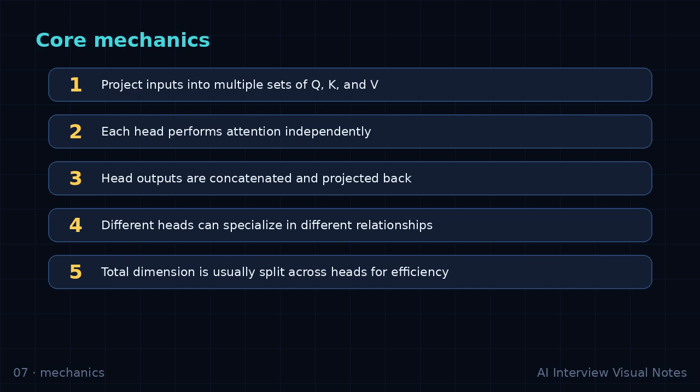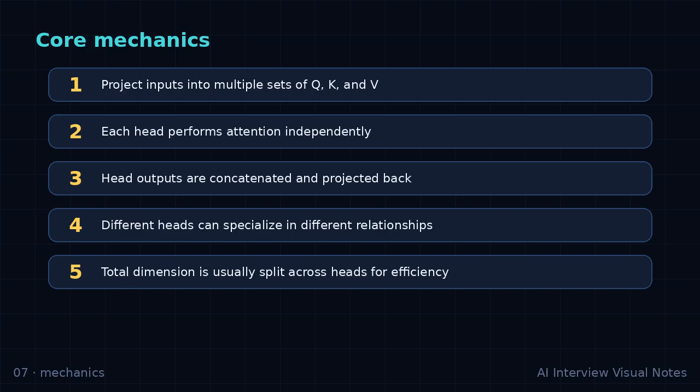Common traps. More heads are not automatically better. If dimension per head becomes too small, head specialization is useful but not guaranteed to be human interpretable. Multi-head attention still has quadratic sequence cost. Implementation must keep tensor shapes clear.